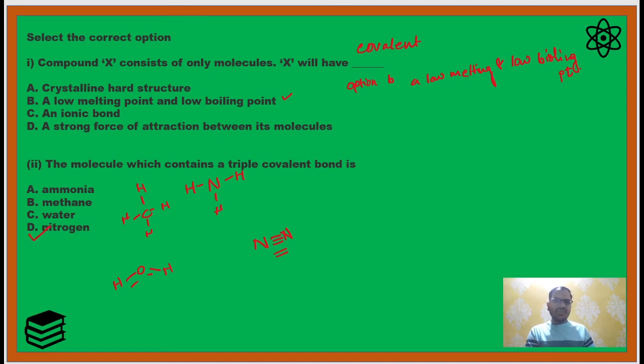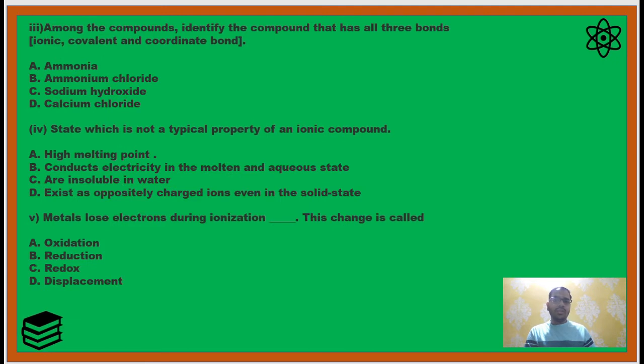Okay, very simple question. Your objective portion is very simple. You can score full 40 out of 40 there. The third MCQ that is given to you is, okay, you're given four compounds and you need to choose the compound which has all three bonds, that is ionic, covalent and coordinate.